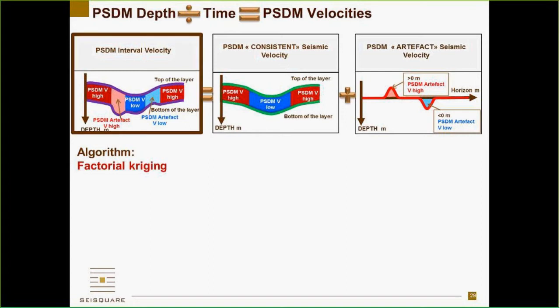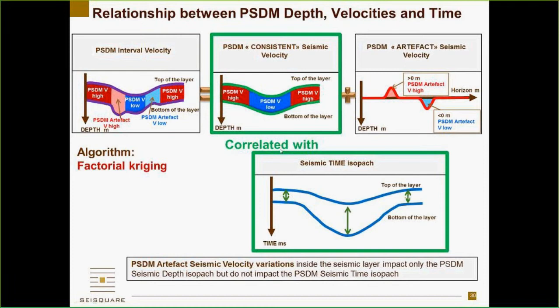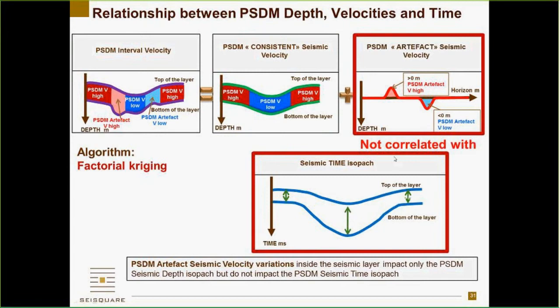We have PSDM interval velocity, which consists of PSDM velocity which is relatively high in red and relatively low in blue, and we also have PSDM artifacts related to high and low velocities. This PSDM interval velocity could be split into PSDM consistent seismic velocity, which is correlated with seismic time isopach. As in your data set, you can see that when we have PSDM velocity which is relatively high, our seismic time isopach is thin, while when our PSDM velocity is low, our seismic time isopach is thicker. In contrast, PSDM artifact seismic velocity is not correlated with seismic time isopach. We clearly see that PSDM artifacts related to high and low velocity don't impact seismic time isopach.